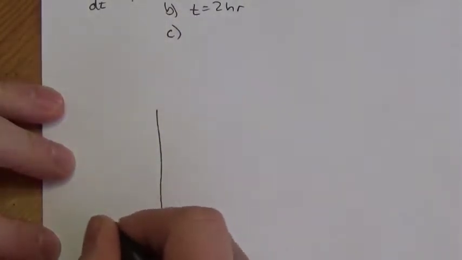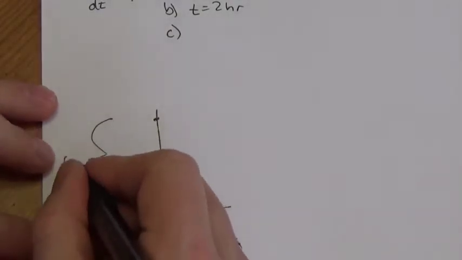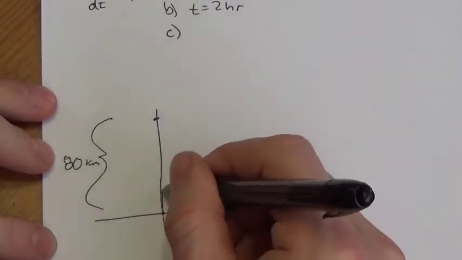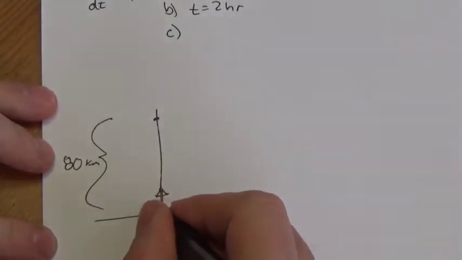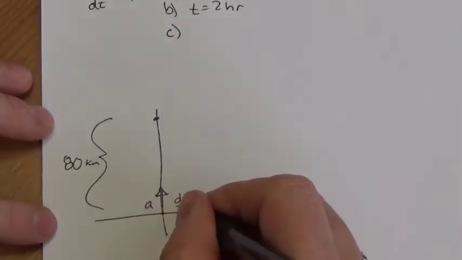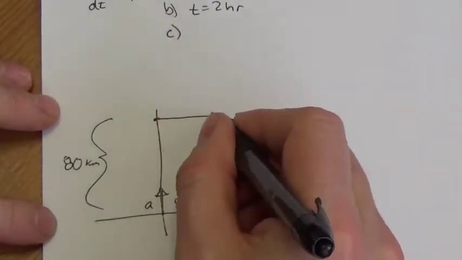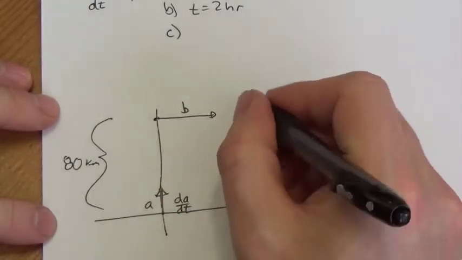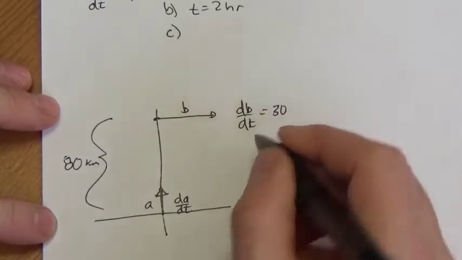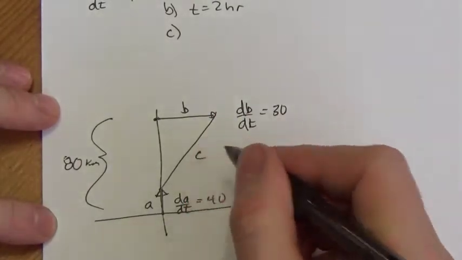So here's the scenario. You've got this point right up here. This is 80 kilometers north. And you've got this car right here, and it's going a distance A. So it travels distance A, and it's going dA by dt. That's how fast that particular distance is changing. This over here is going to be B. We know that dB by dt is equal to 30, and we know that dA by dt is equal to 40. Then we're going to connect these two, and here's our C.